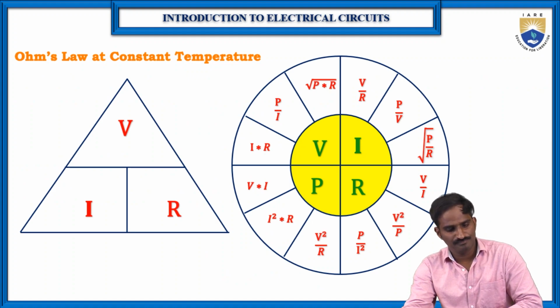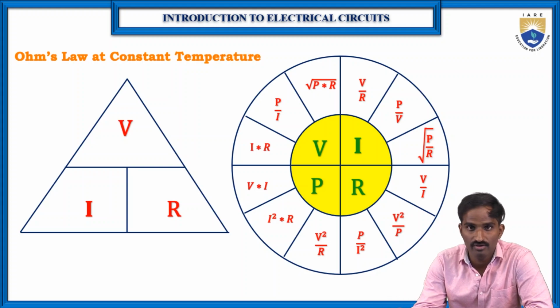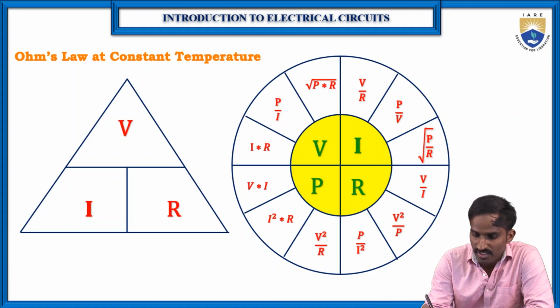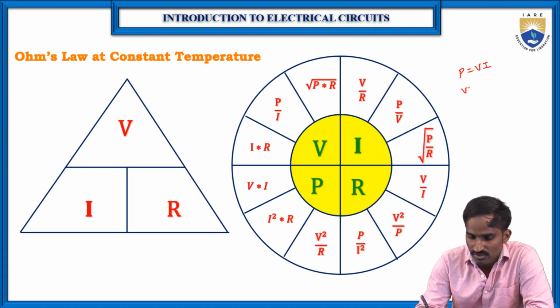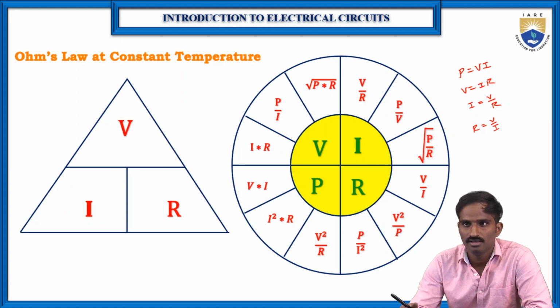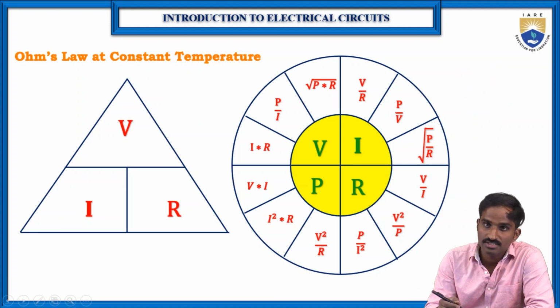Then here, a simple circuit, because till now we have discussed what is meant by power. P is equal to V into I. And from Ohm's law, V is equal to I into R. From this we can also write I is equal to V by R, and R is equal to V by I. Like that we can define many equations.